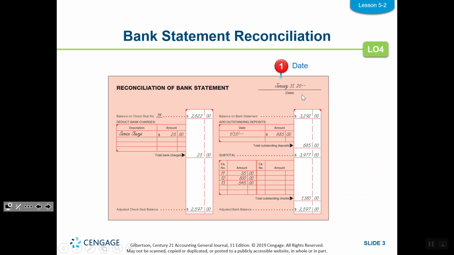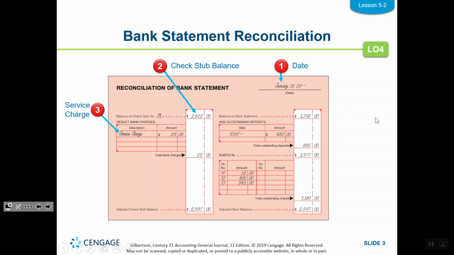Okay, so the first thing we're going to do is write the date that we're going to do the reconciliation. Then we write the check stub balance. So we looked at check 14. Our balance on that account is $2,622. Okay.